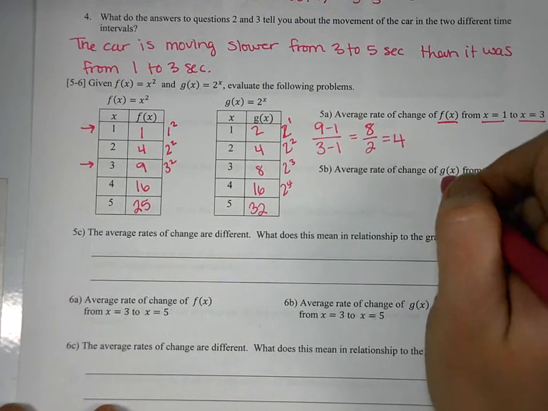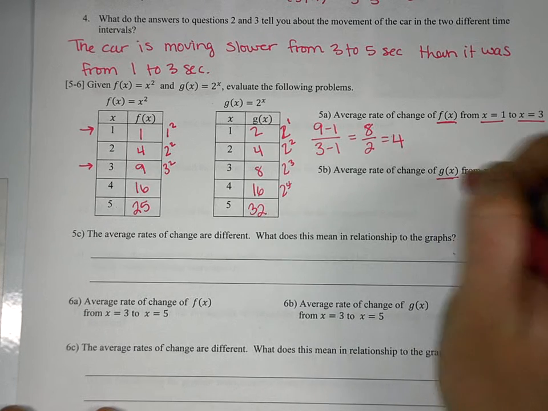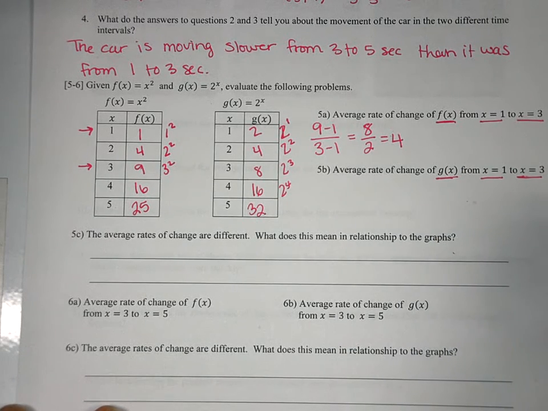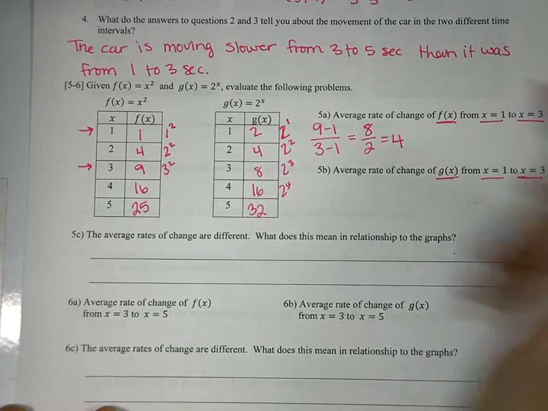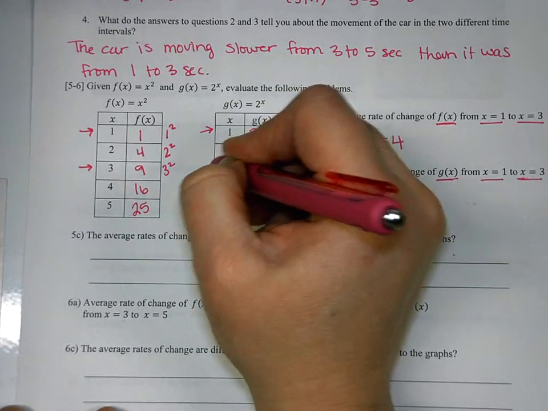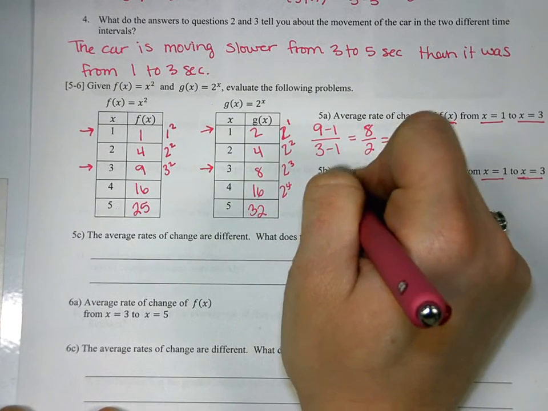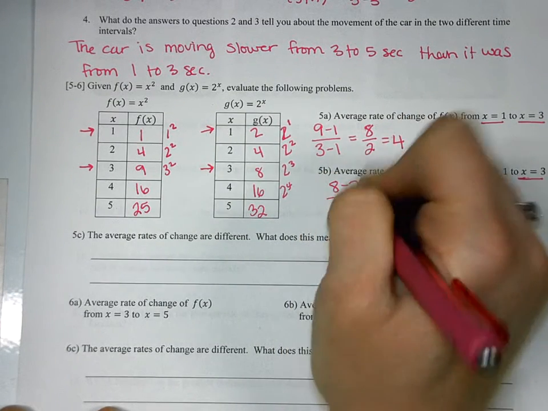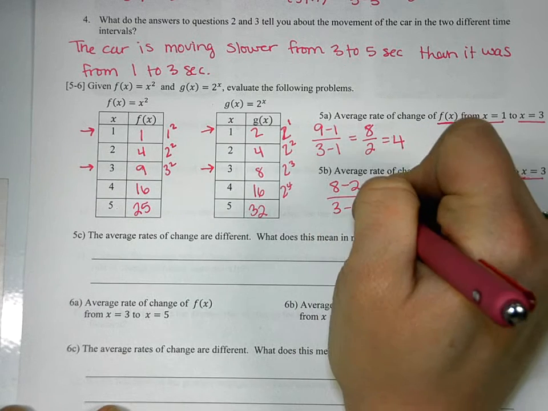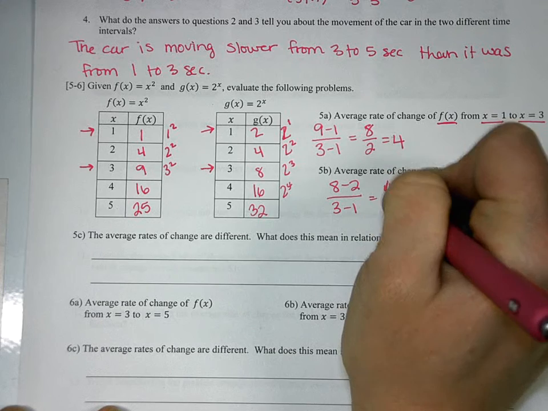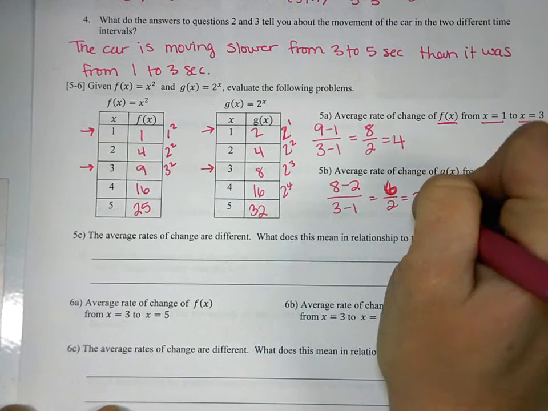Then it wants us to find the average rate of change of g from 1 to 3. What are the 2 points we're going to use from g? (1, 2) and (3, 8). So we'll do 8 minus 2 over 3 minus 1. So that's 4, no it's not, it's 6, divided by 2, which is 3.